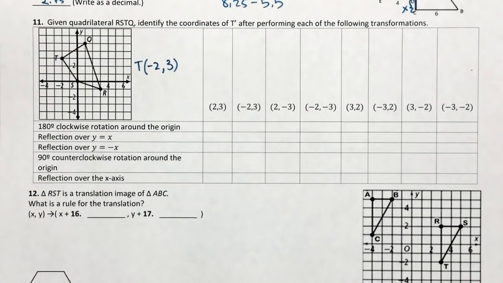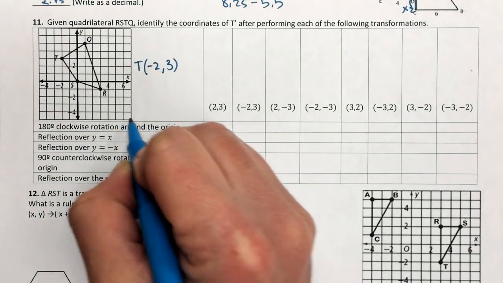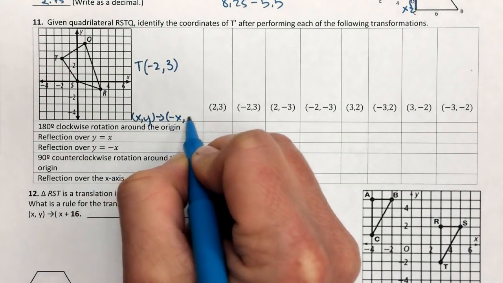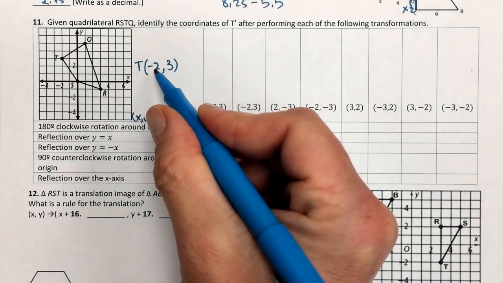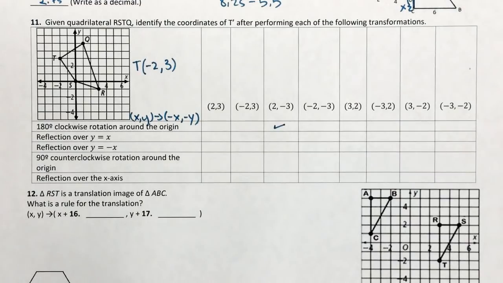And so if we are doing our rotation, remember, a 180 degree rotation is x, y goes to -x, -y. And so it means we need to change the sign on the 2 and change the sign on the 3. So that would be 2, -3.